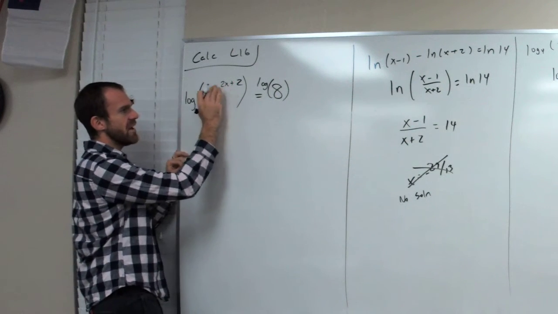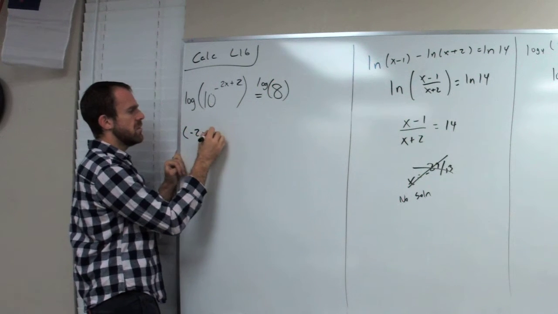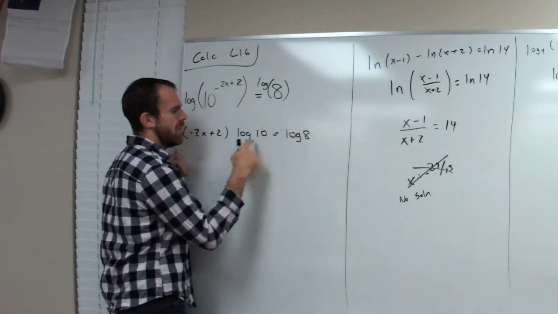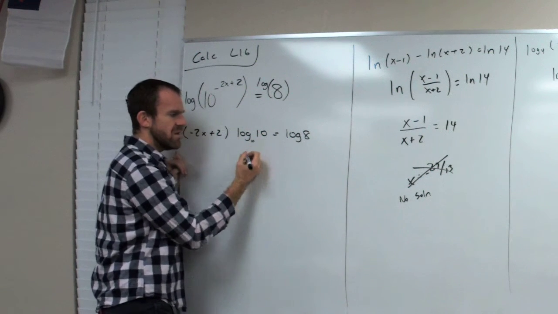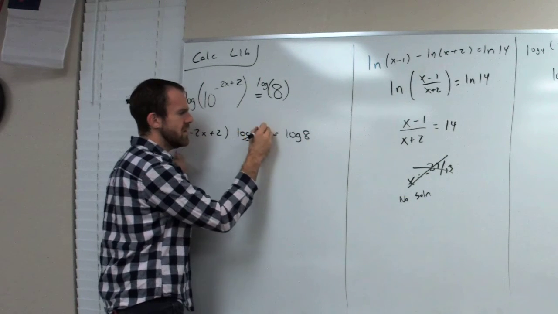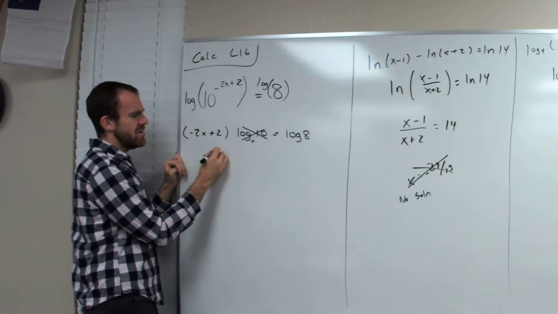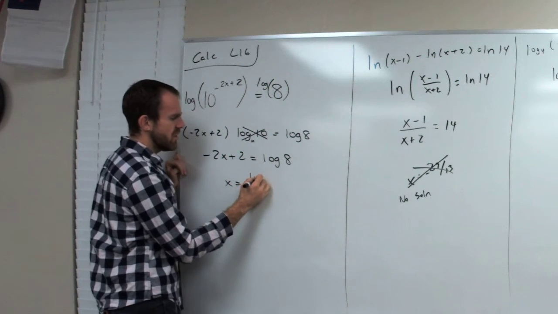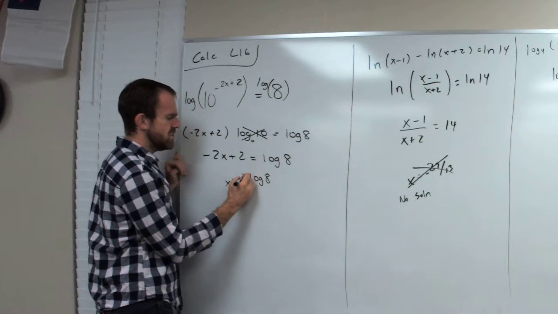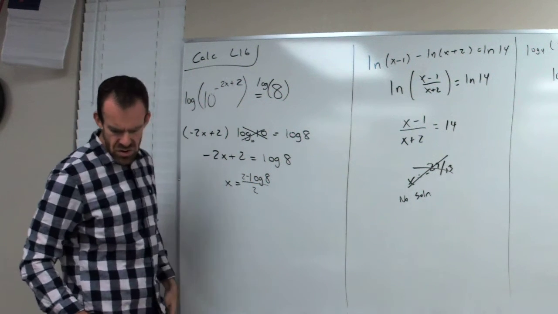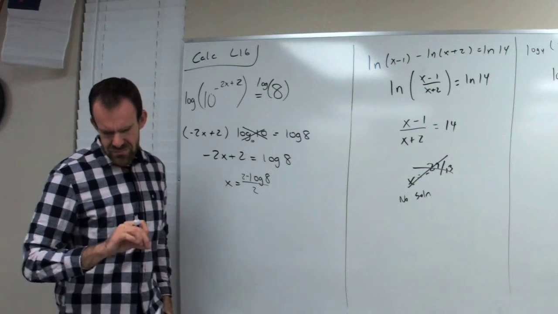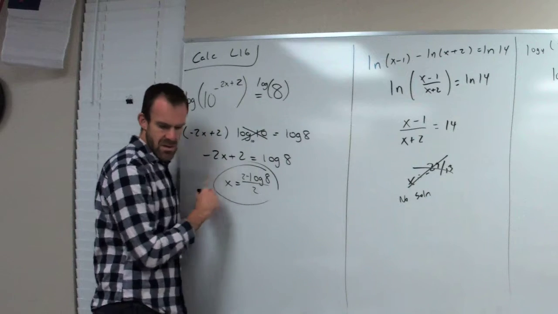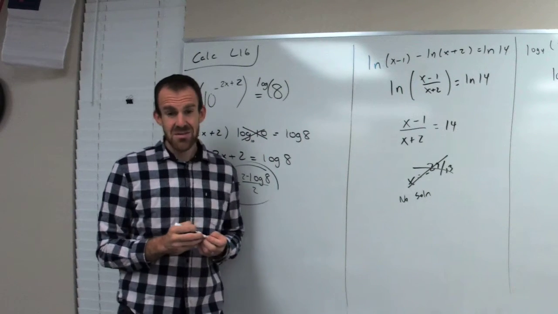So if I do this, remember that I can take this down as a power. And log of 10, remember there's an invisible log base 10 of 10. That equals 1. Since this is multiplication, it's gone. And I have negative 2x plus 2 equals log of 8. X equals, sorry, 2 minus log of 8, over 2. Ugly? Yeah. Is it impossible? No. And so that, my friends, is problem set 16.